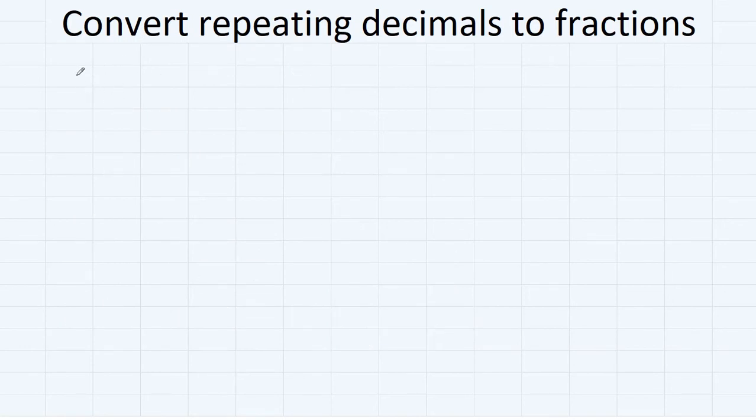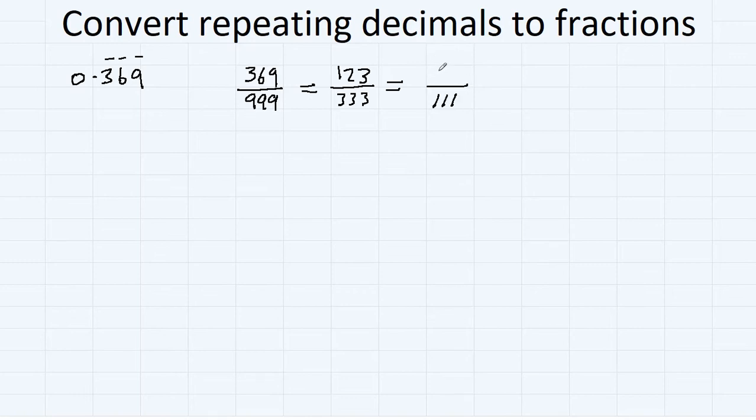Now let's try this one. 0.369 recurring. This becomes 369 over 999. This equals 123 over 333, when we divide the top and the bottom by 3, and we can divide the top and bottom by 3 again here, so this becomes 41 over 111, and that's our final answer.